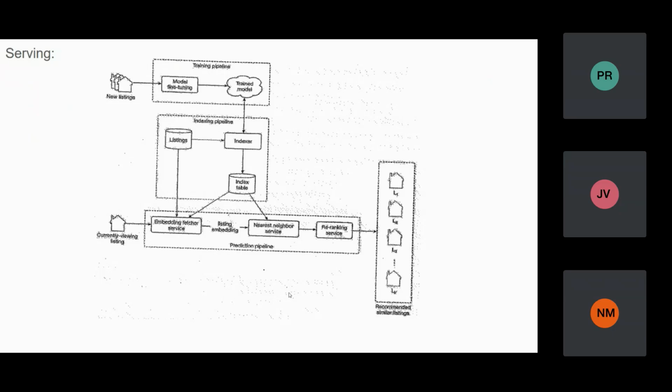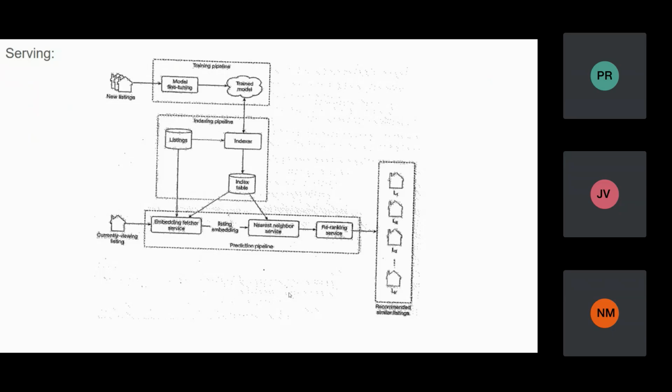Next, we have the nearest neighbor service. As you remember, we assumed that we have 5 million listings on the platform. So computing similarities with all the listings will take time and will slow down the serving process. So we'll use the approximate nearest neighbor service to speed up the search process.